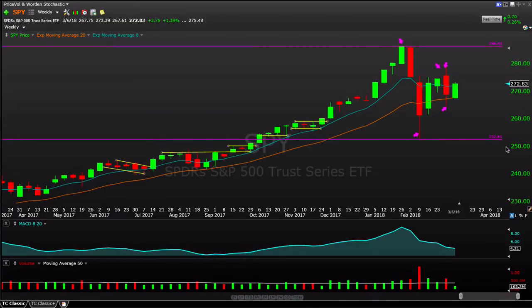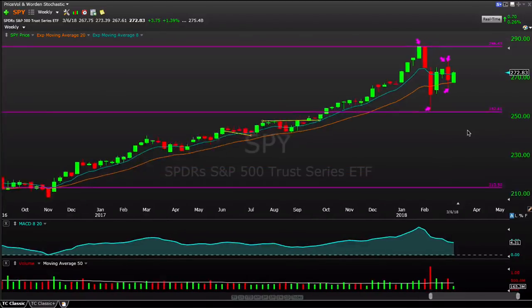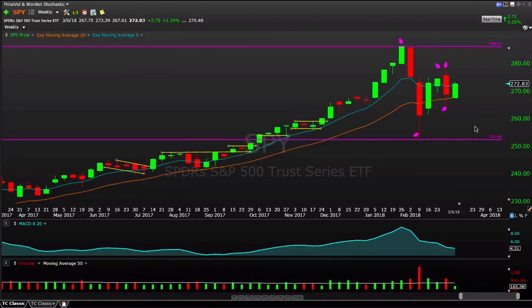When we zoom in and look at this week's candle, we are now back above the 8-period exponential moving average on the weekly chart, which is flatlining, but it is still bullishly aligned and still above a rising 20-period EMA. All things considered, we are still in the context of a long-term uptrend. Looking at our most recent range, the swing low from the week of February 9th is right around 252, and the all-time highs were made in late January at 286.